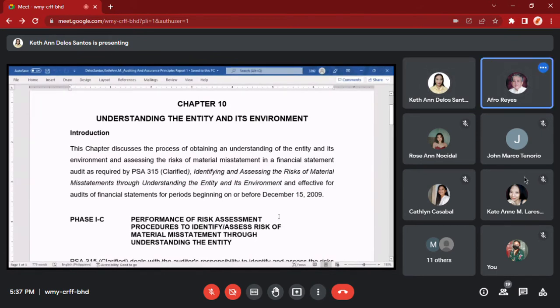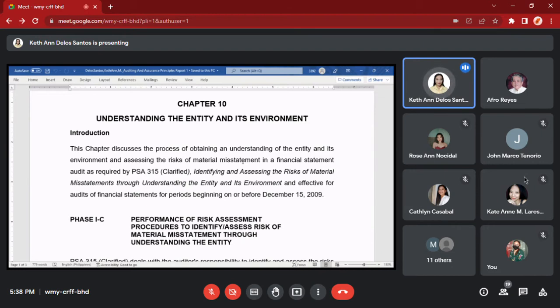Start na po. Chapter 10, Understanding the Entity and its Environment. Introduction. This chapter discusses the process of obtaining an understanding of the entity and its environment and assessing the risk of material misstatement in a financial statement audit as required by PSA 315 clarified, identifying and assessing the risk of material misstatements through understanding the entity and its environment, and effective for audit of financial statements for periods beginning on or before December 15, 2009.